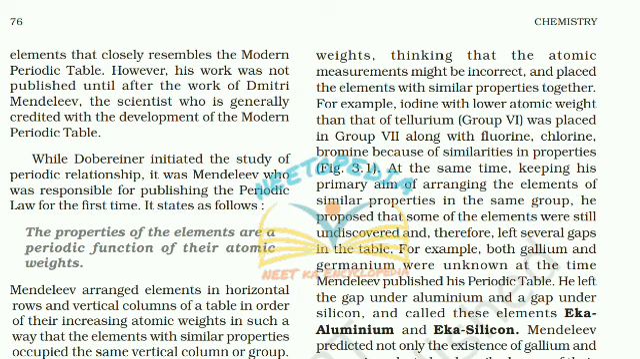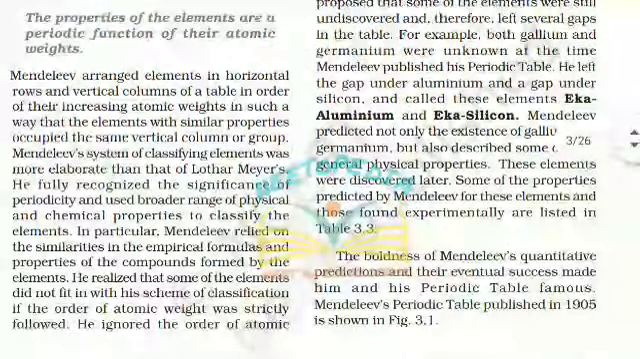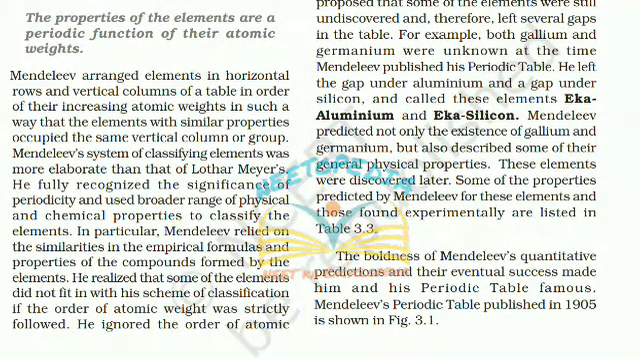While Dobereiner initiated the study of periodic relationship, it was Mendeleev who was responsible for publishing the periodic law for the first time. It states as follows: the periodic properties of the elements are a periodic function of their atomic weights. Mendeleev arranged elements in horizontal rows and multiple columns of a table in order of their increasing atomic weights in such a way that the elements with similar properties occupied the same vertical column or group.